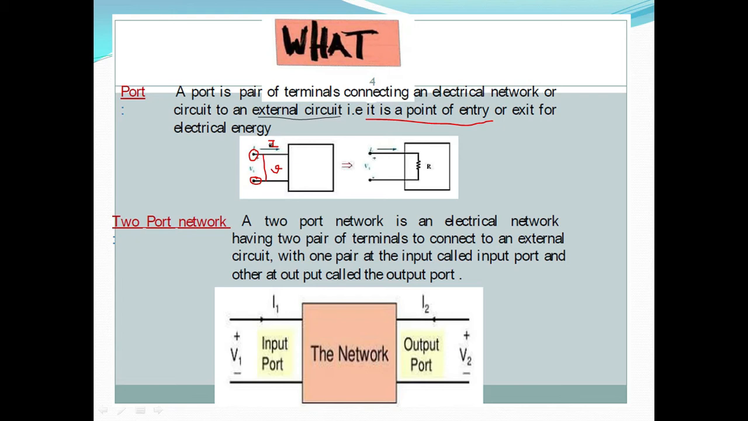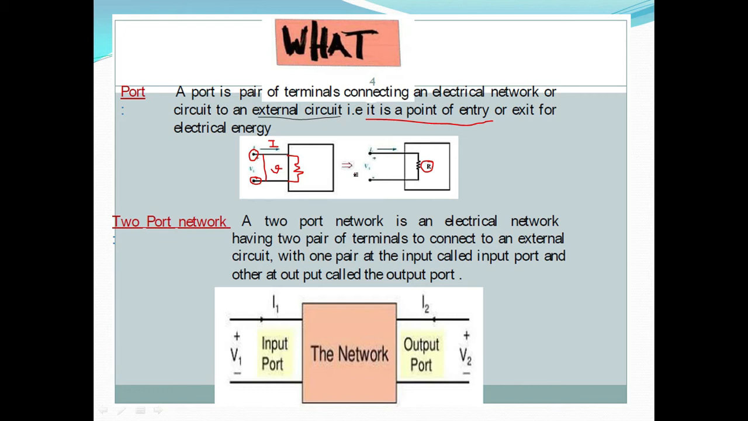There are two important parameters in a port: voltage and current. There is also some internal resistance, shown here as the internal resistance R. So a port is a pair of terminals connecting an electrical network or circuit externally.